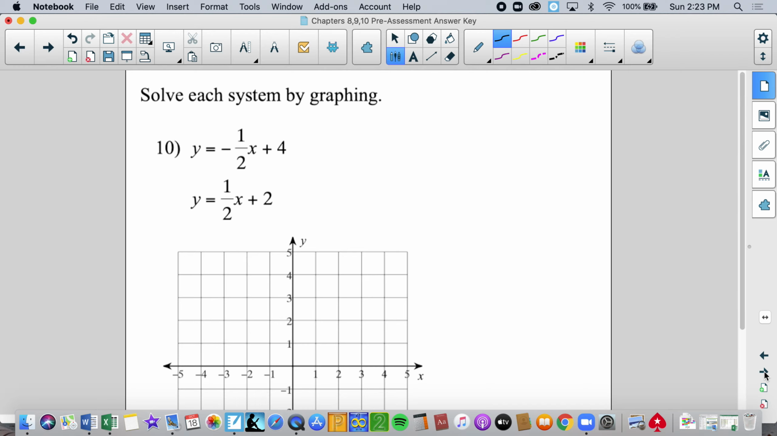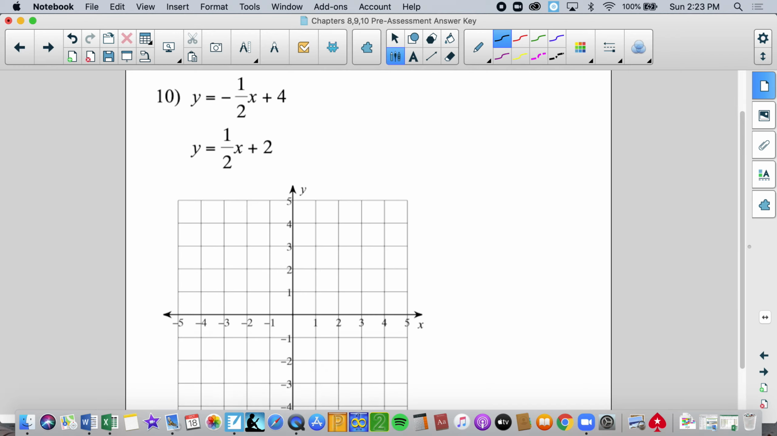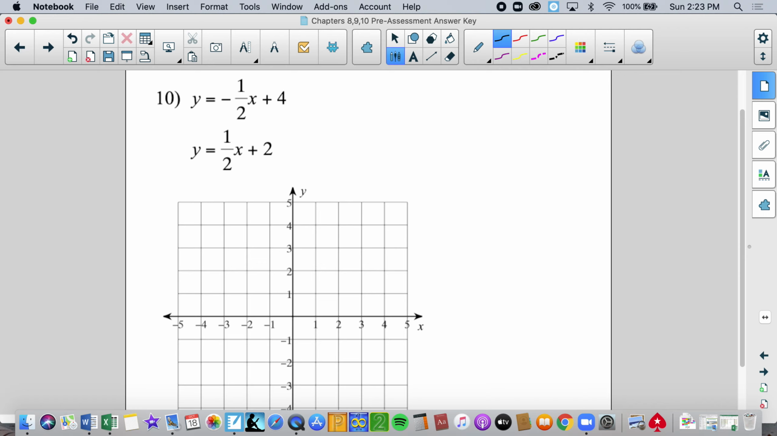Number 10, solve each system by graphing. We like this because both equations are given in slope-intercept form. So of the first equation, my slope is -1/2. My y-intercept is 4. So when I graph that, I'm going to graph the y-intercept first. There's 4. And then I'm going to use my slope, which is -1/2.